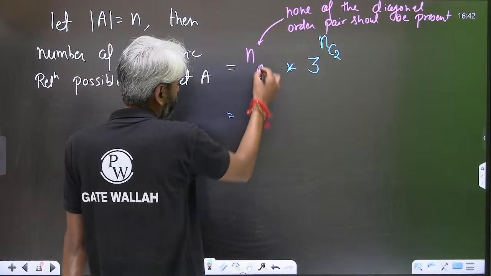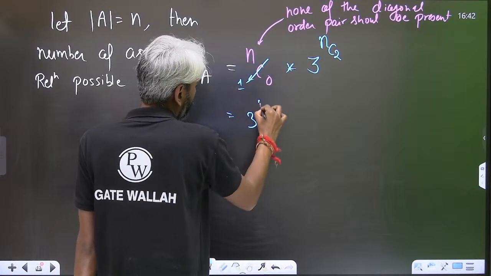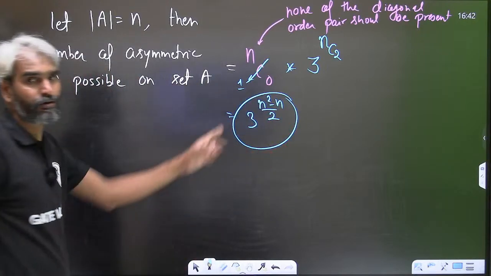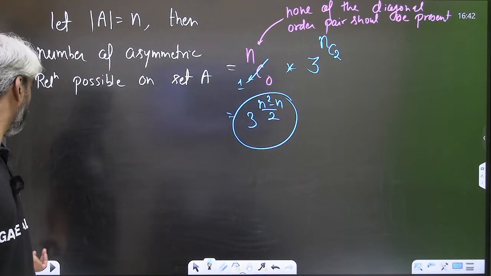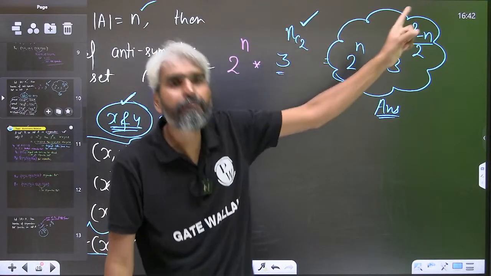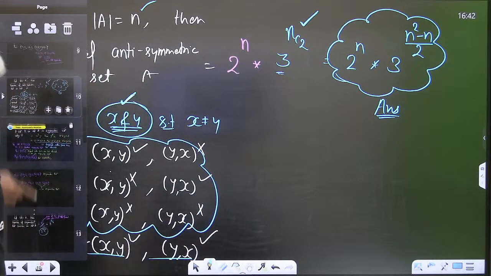So, the diagonal part contributes just 1, gone. It will be only 3 raised to the power (n squared minus n) by 2. So, with respect to asymmetric, it will be just 3 raised to the power (n squared minus n) by 2. With respect to antisymmetric, it will be 2 raised to the power n multiplied by 3 raised to the power (n squared minus n) by 2. Clear? So, these are the relations.